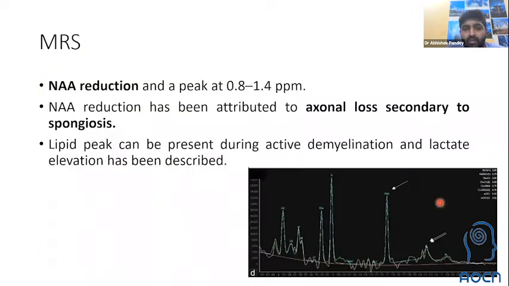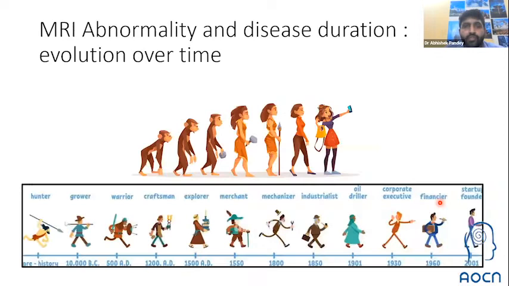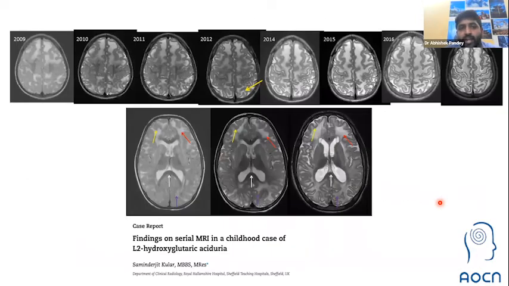Something which also adds on is NAA reduction, which can be seen in MR spectroscopy, and a lipid peak can be seen during active demyelination. The NAA reduction is predominantly attributed to axonal loss secondary to spongiosis. Next, MR abnormality can progress with disease duration. So we saw how an MRI looks in early infancy and in the first 2 to 3 years, and during an acute presentation versus a chronic MRI. Now we'll see how the MRI evolves over time.